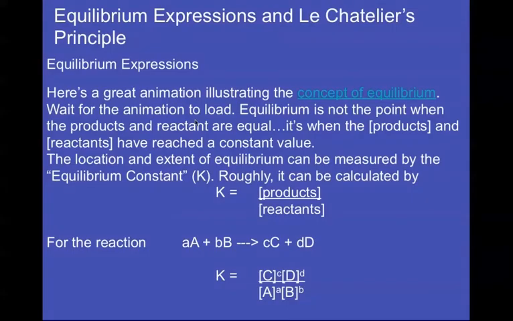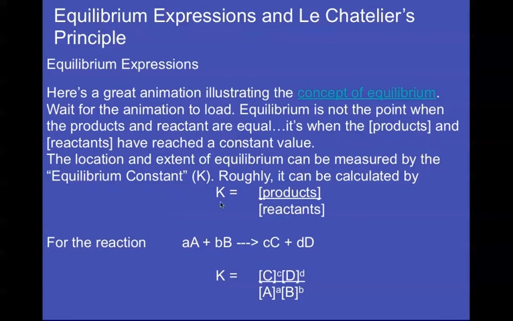I'd like to give you an introduction to equilibrium expressions and the concept of equilibrium and Q. So first of all, let's talk about what equilibrium is. Equilibrium is a situation where we have a reaction where we're going from reactants to products, and eventually at some point the amount of reactants and products reach a constant value.